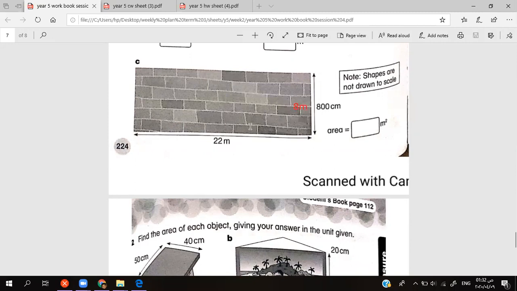So I must multiply the length by the width. So it's 22 times 8, okay? So it's going to be 176 because 8 times 20 is 160 and 8 times 2 is 16. 160 plus 16 is 176 meters squared, okay? But I cannot make the 2. I don't know how to write the 2, okay?